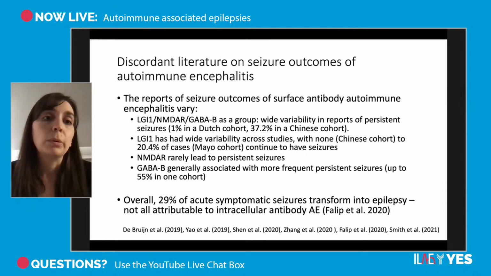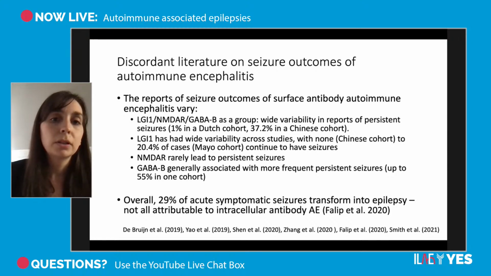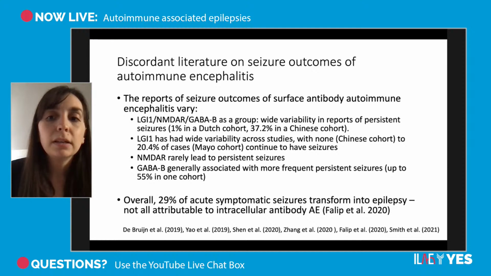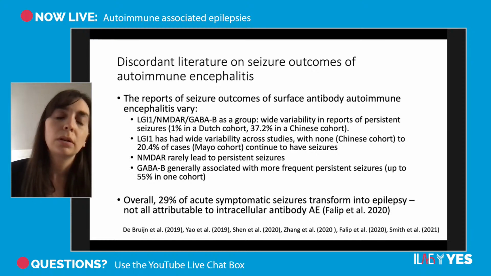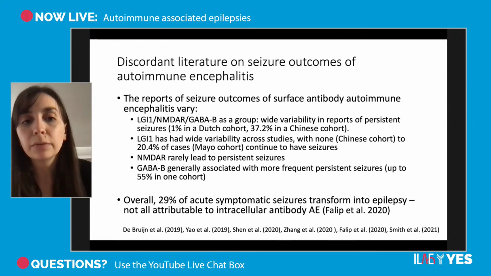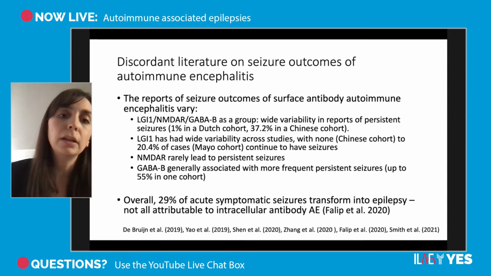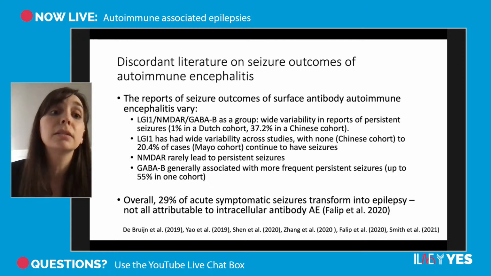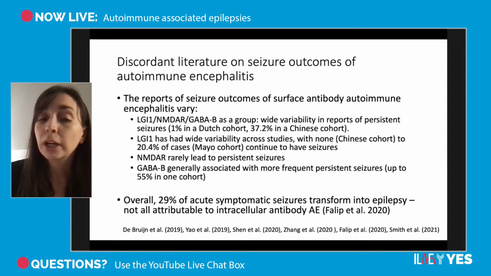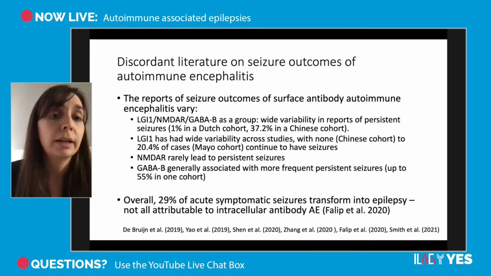But it's not so simple. And in fact, if you dig into the literature, there's been very wide variability in the reports of persistent seizures. So, in one Dutch cohort from Maarten Titulaer's group, 1% of patients with either LGI1 and NMDA or GABA B encephalitis were reported to then develop chronic epilepsy. It's extremely low. And another group, a Chinese cohort, about a third had ongoing seizures, so huge variability.